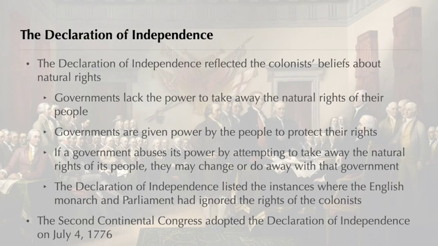Jefferson then listed the ways in which England had ignored the colonists' rights as English citizens, proof that England was trying to rule the colonies with absolute tyranny. The Declaration concludes with the signers pledging to support it with "our lives, our fortunes, and our sacred honor." Adopted by representatives of the colonists in Philadelphia on July 4, 1776, the Declaration of Independence proclaimed that these colonies "are and of right ought to be free and independent states."